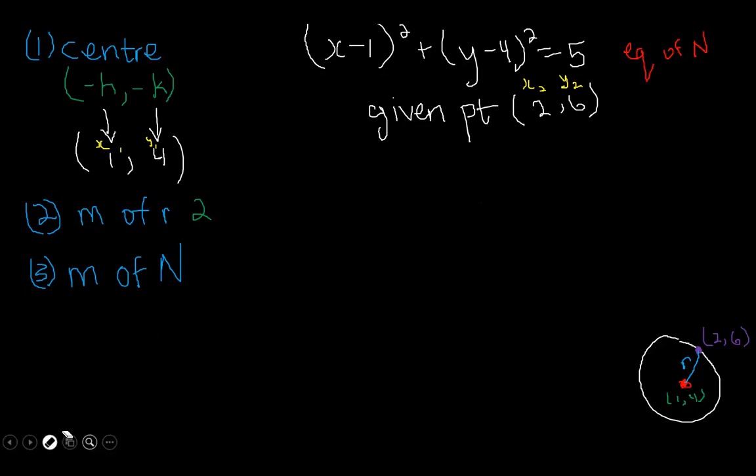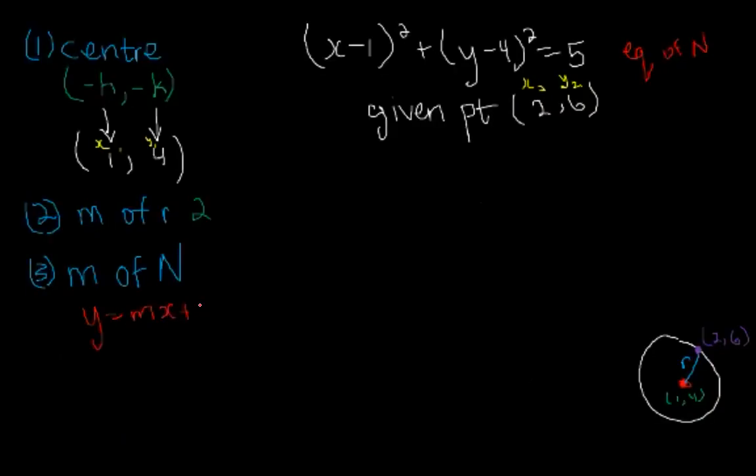We know that the general form of a straight line is y is equal to mx plus c. So that's what we want our answer in. So we need to identify what m is, and we need to know what c is. And right now we're trying to find what m is.